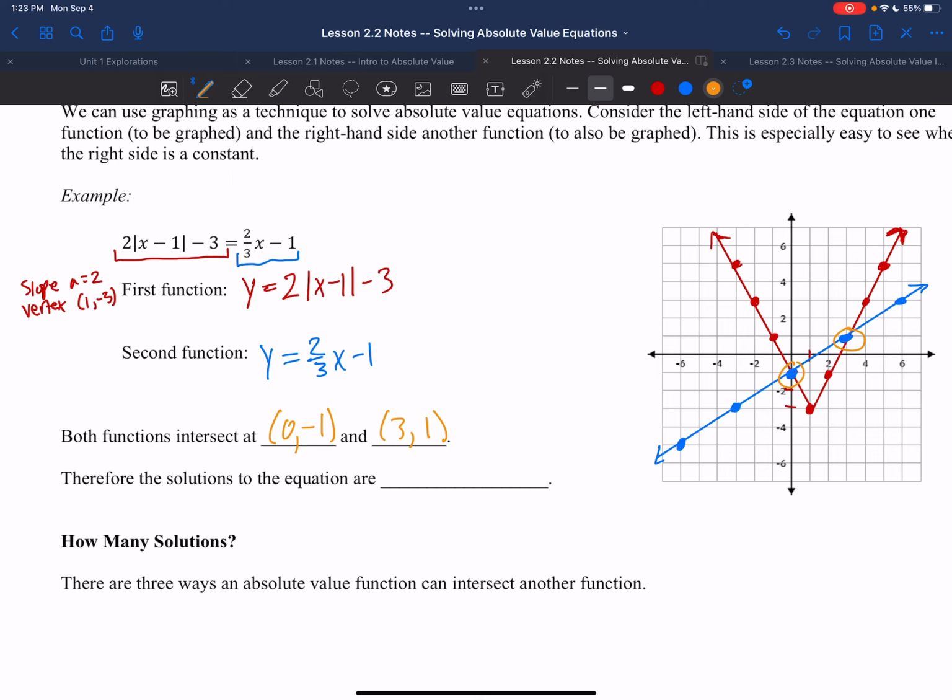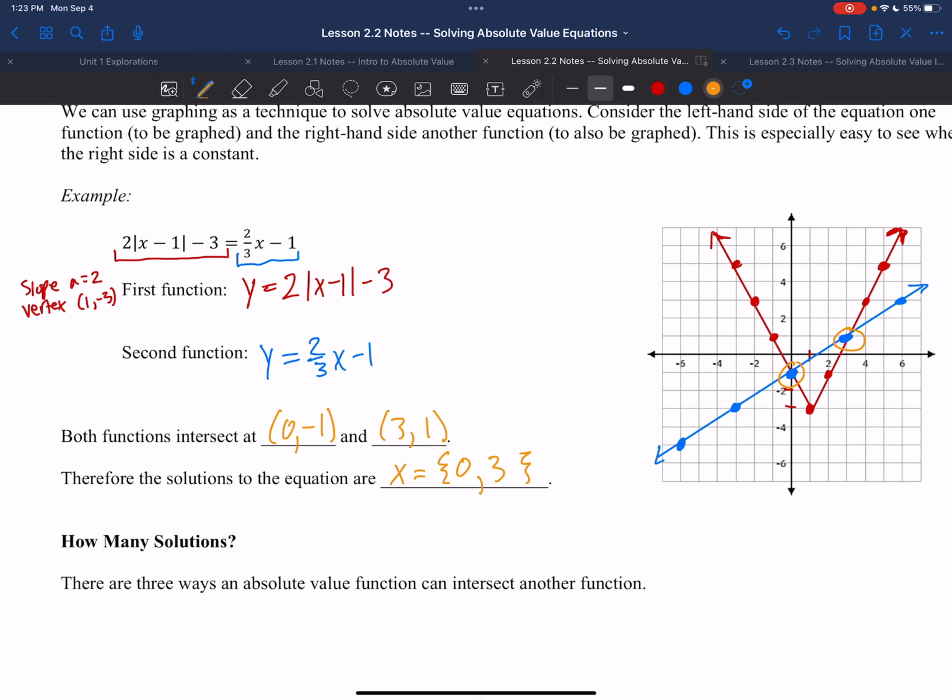Because it's the input. So the solutions to this equation are x equals, and I'm going to put curly brackets here to indicate a set of numbers because I have two solutions here, two answers. First, they intersect at x equals 0, and they intersect at x equals 3. And those are the two solutions to this graph. And that's solving by graphing, which you can do.